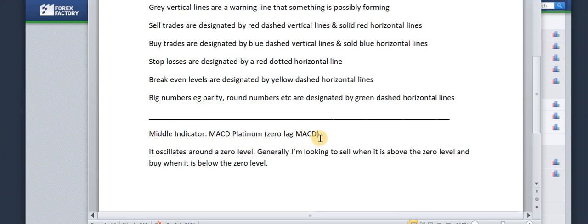The MACD Platinum is a zero lag MACD, oscillates around the zero level. Generally, I'm looking to sell when it's above the zero level and buy when it's below the zero level. But I'll show you that all in the charts. So let's get on to the charts.